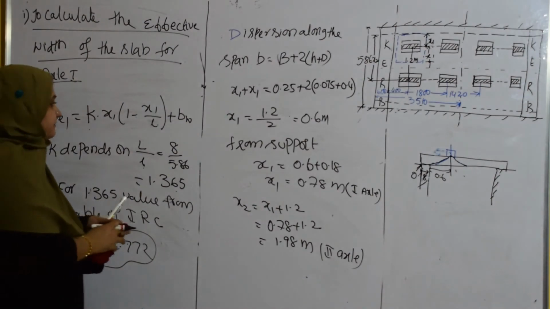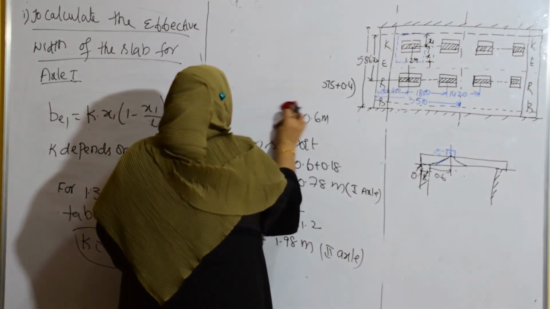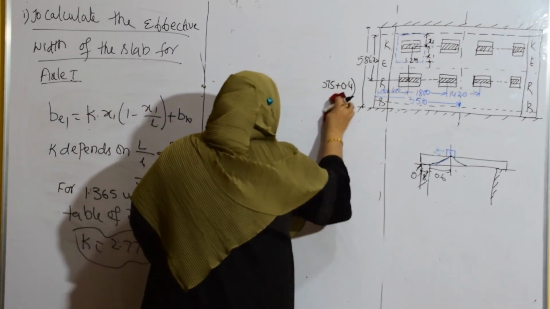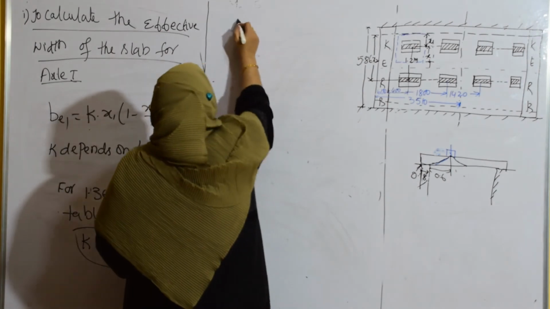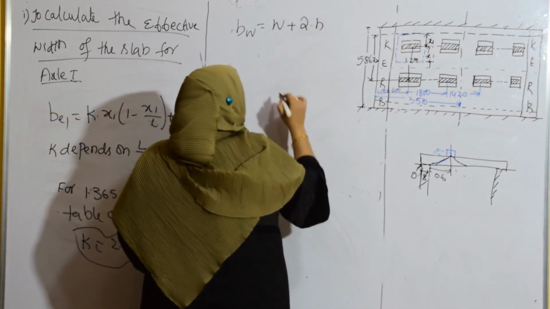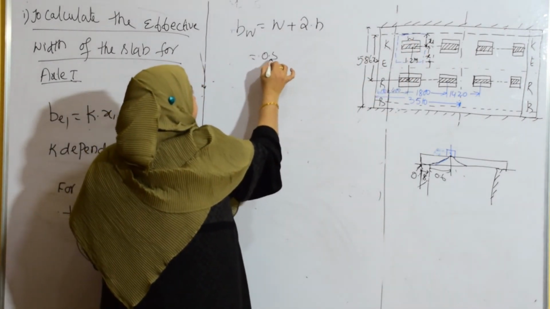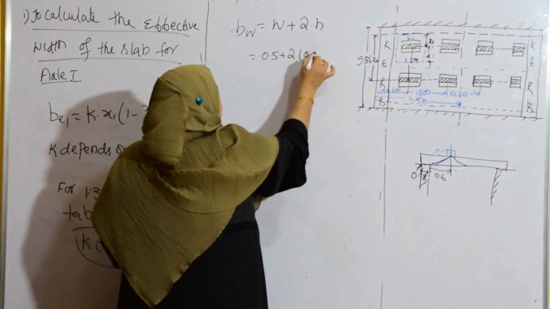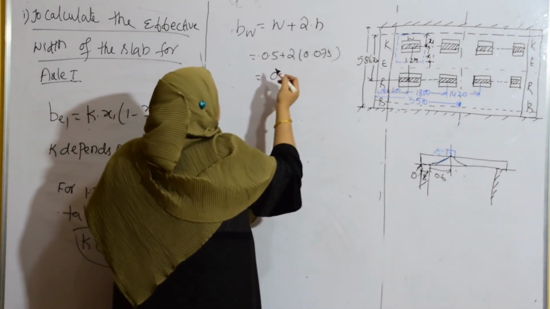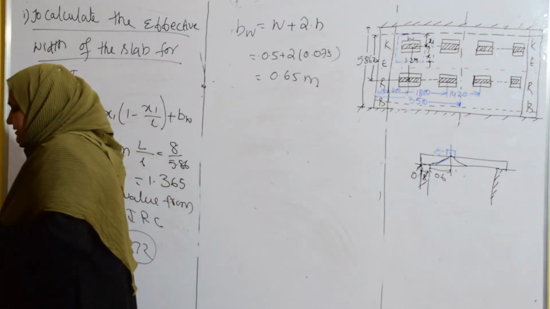Okay, so BW is, once I calculate everything, then I will place it in the formula. Now BW, once again, if you remember, BW was W plus 2H. This is W. So for class A, W is 0.5 plus 2 into 0.075. It comes around 0.65 meter. BW is 0.65.